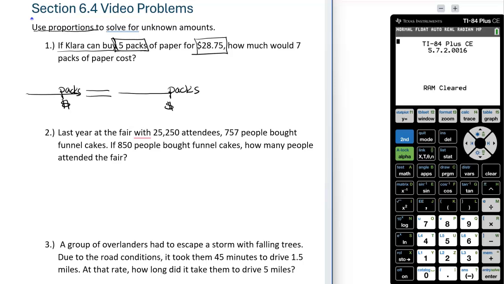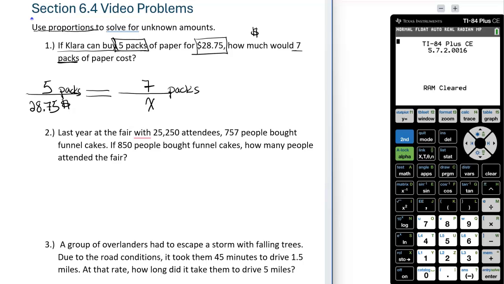So the left-hand side goes with the 5 packs for $28.75. And then we've been given packs, right? How much is what we're solving for. So I put the 7 here, and then the unit of what I'm solving for shows me where my variable needs to go. Now, to reduce any potential confusion, I'm going to remove the unit that's sitting next to the variable for now, but you have to remember that when you solve, the unit has to end up in your final answer.